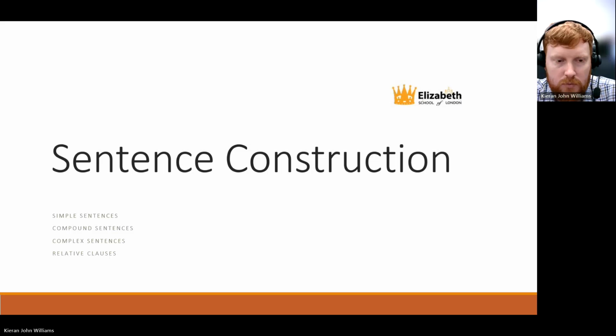Okay. All right. So our session today is all going to be about sentence construction. When you are doing your assignments, when you're doing any kind of academic writing in general, you need to be making sure that you have a variety of different sentence constructions. Like it says on the screen here, simple sentences and then more complex sentences, compound sentences, and then other things like relative clauses, which we will come back to later on.